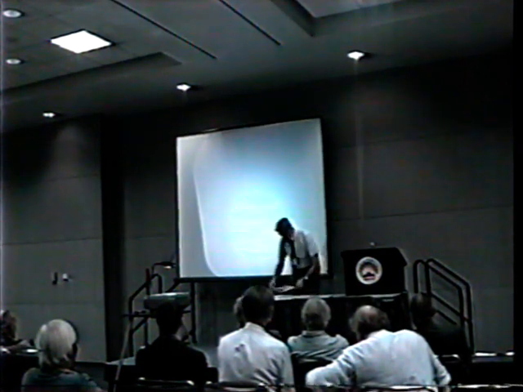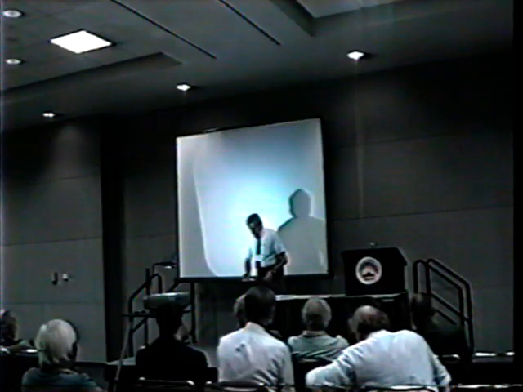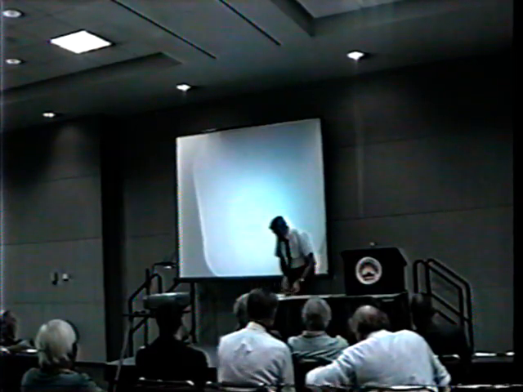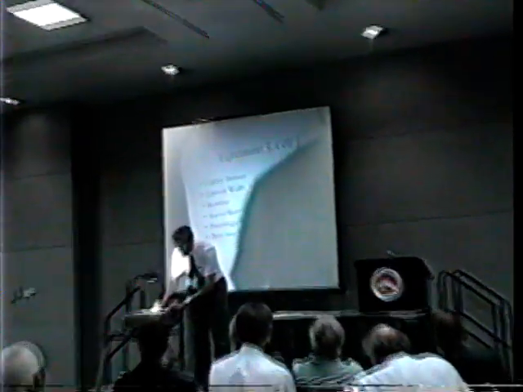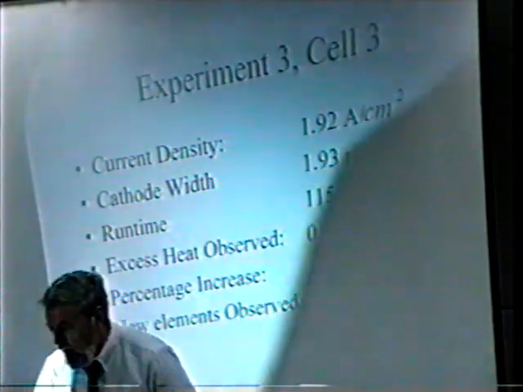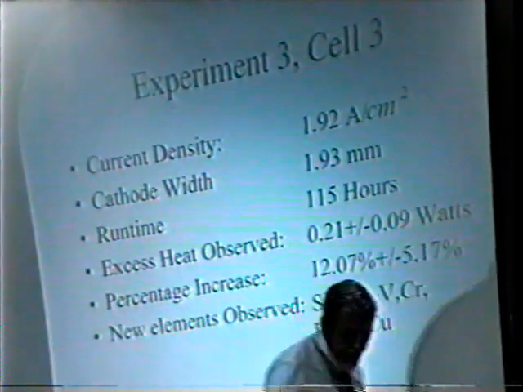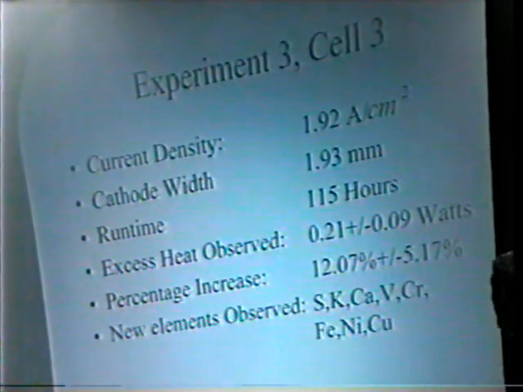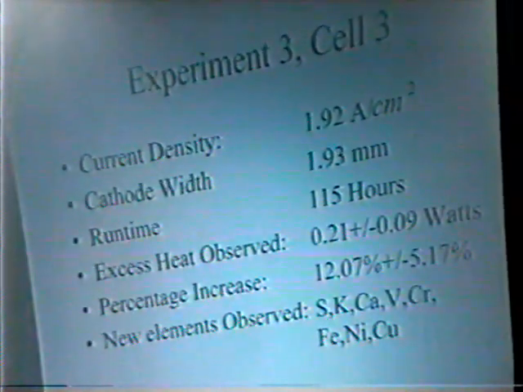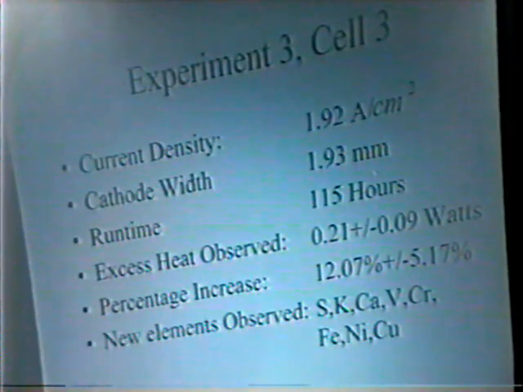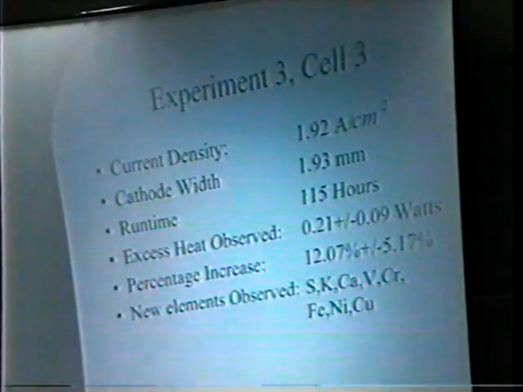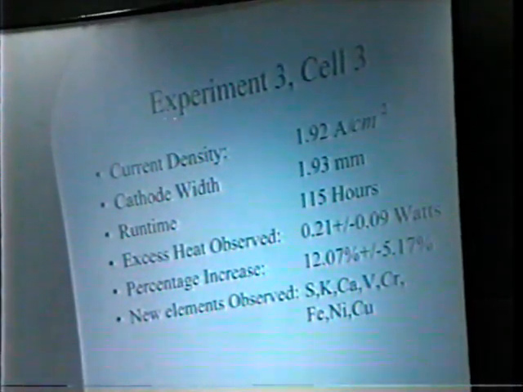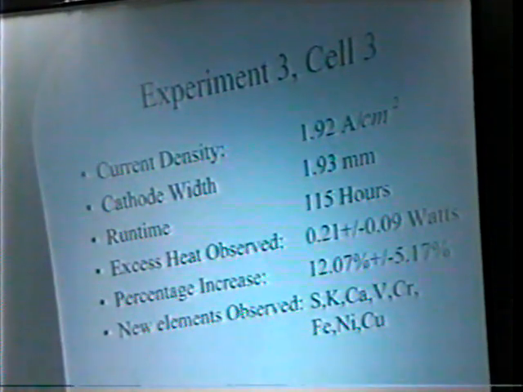Okay, now, in this experiment, we have excess heat from some of the cells and not from others. Here's a cell where the cathode width was about 2 millimeters, giving a very high current density, almost 2 amps per centimeter squared. Runtime 115 hours.